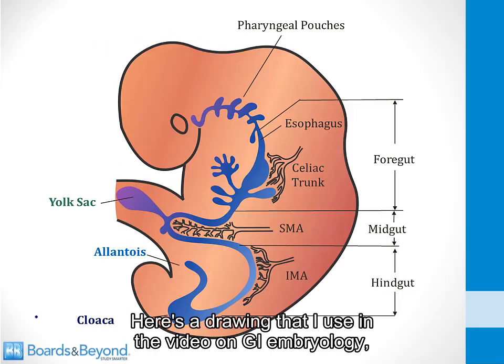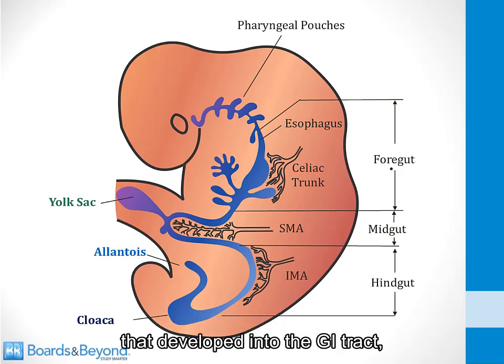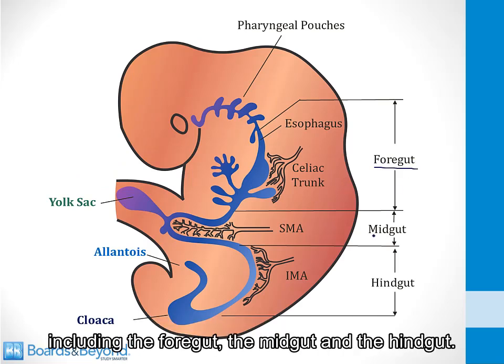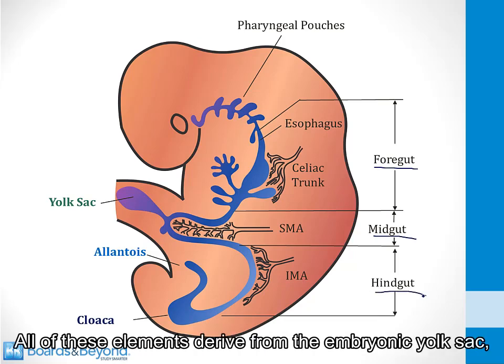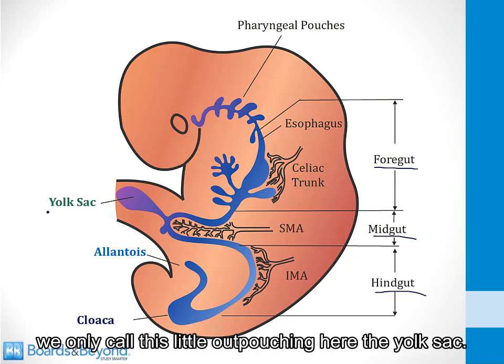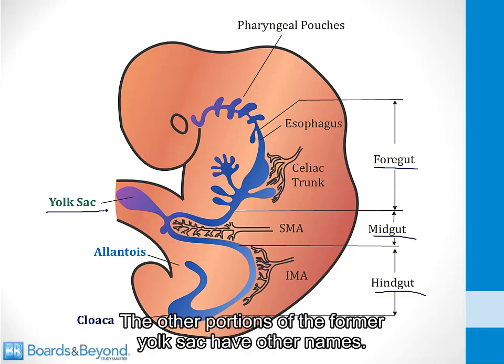Here's a drawing that I use in the video on GI embryology because it shows all the elements that develop into the GI tract, including the foregut, the midgut, and the hindgut. All of these elements derive from the embryonic yolk sac, but at this stage of development, we only call this little outpouching here the yolk sac. The other portions of the former yolk sac have other names.